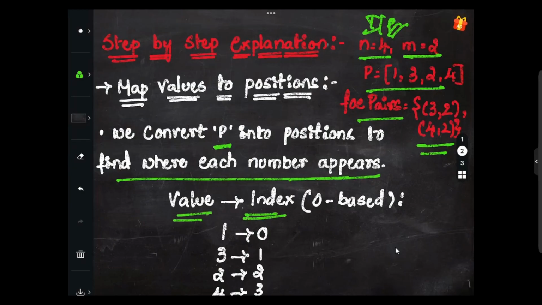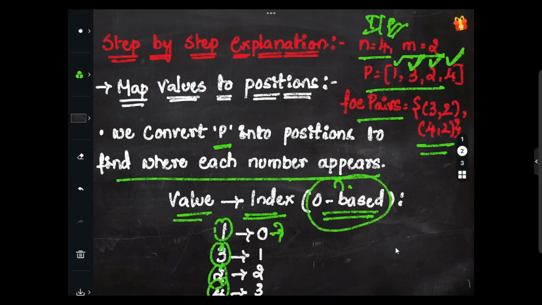See here, value to index, this is 0 based, right? So first we have 1 3 4 2, the permutation we have. So we are considering 1 3 2 and 4. This is 0 index, it starts from 0, written clearly here as 0 based indexing. So 1 is mapped to 0, 3 is mapped to 1, 2 is mapped to 2, and 4 is mapped to 3. Just keep this in mind.